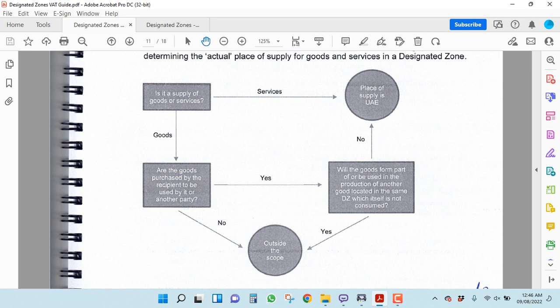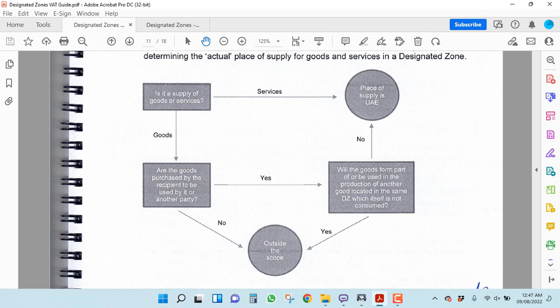If it is going to be used by the person himself or another party, then normal rules will be applicable. One thing we should note here: supplying from a mainland company to a DZ is not an export. That is on normal provisions. Place of supply is DZ. DZ is outside the UAE for VAT purposes, so VAT should not be charged.